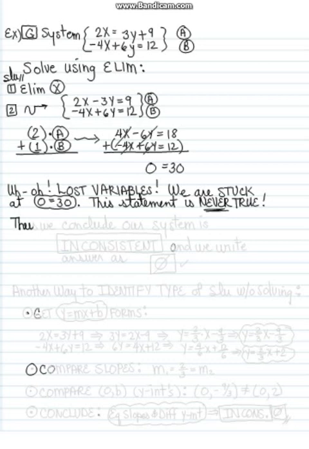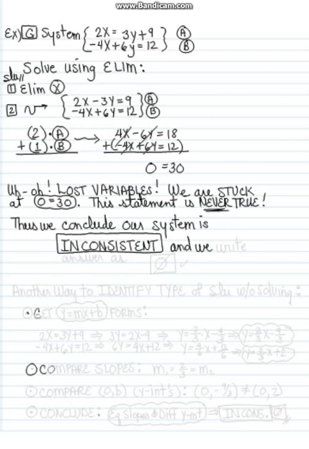Now, what can I conclude from this situation? Here's my answer. Thus, we conclude our system is inconsistent. All right? An inconsistent system has no solutions. And we write our answer as empty set. So we do the 0 with the slash through it. That's our solution. And we identify the system as an inconsistent system.